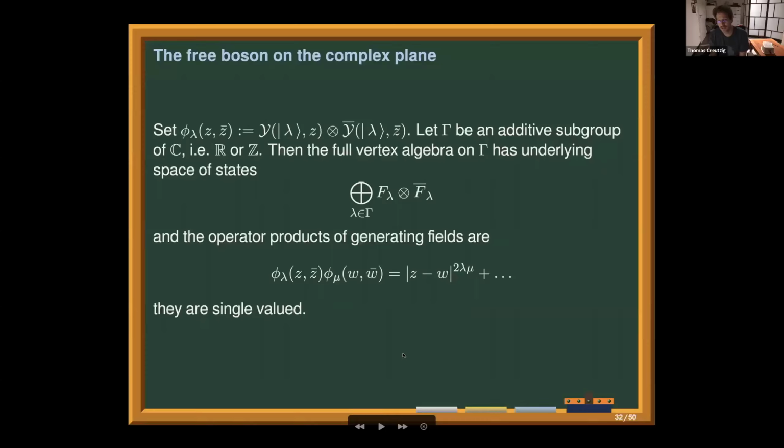So that means, but now z minus w times z bar minus w bar is the absolute value squared. And that's, of course, a very nice single-valued quantity. So here, unfortunately, I forgot to write phi lambda plus mu. So here, I have to correct this on the slide. I missed that.